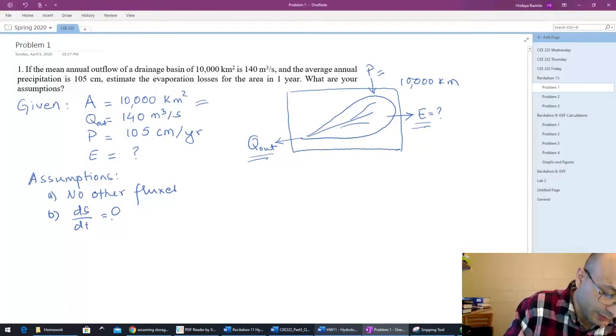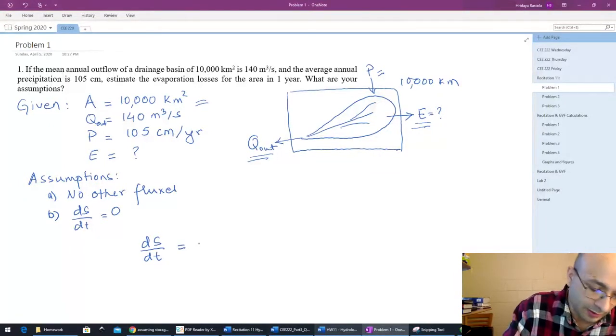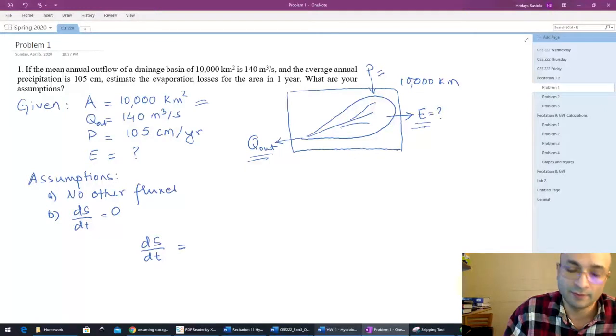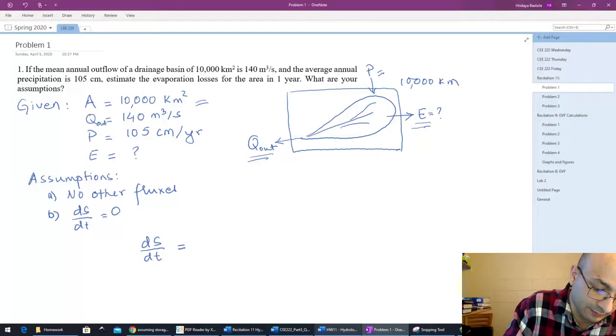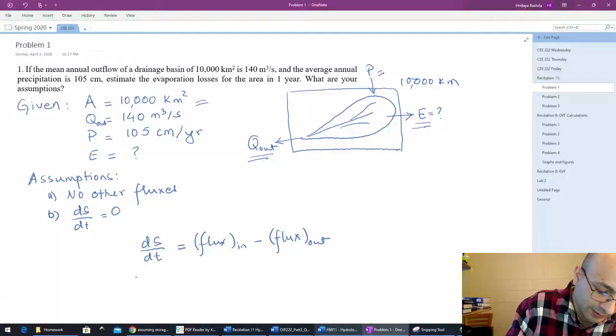Once we make these assumptions, we can start with our equation for change in storage with time. That is equal to the summation of all the fluxes in, minus the sum of all the fluxes out of the system. In this case, the left hand side is 0.